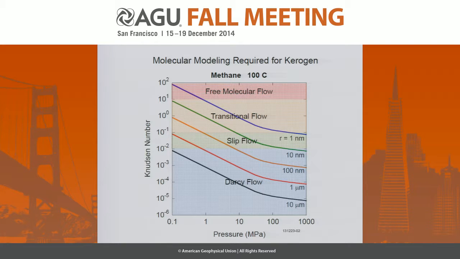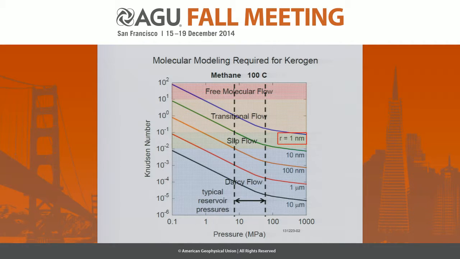So this is a plot which is helpful for understanding where we are in that space of flow regimes. On the horizontal axis is the pressure in megapascal, vertical axis is the Knudsen number, that ratio of mean free path to pore size I just described. And the lines are parameters of basically pore size. So if you know your pressure, you know your pore size, you know what regime you're in.